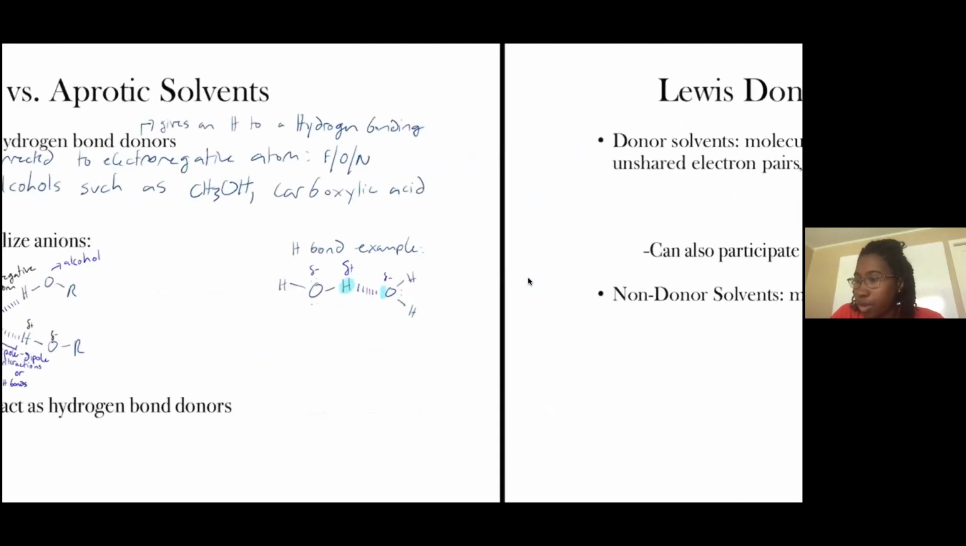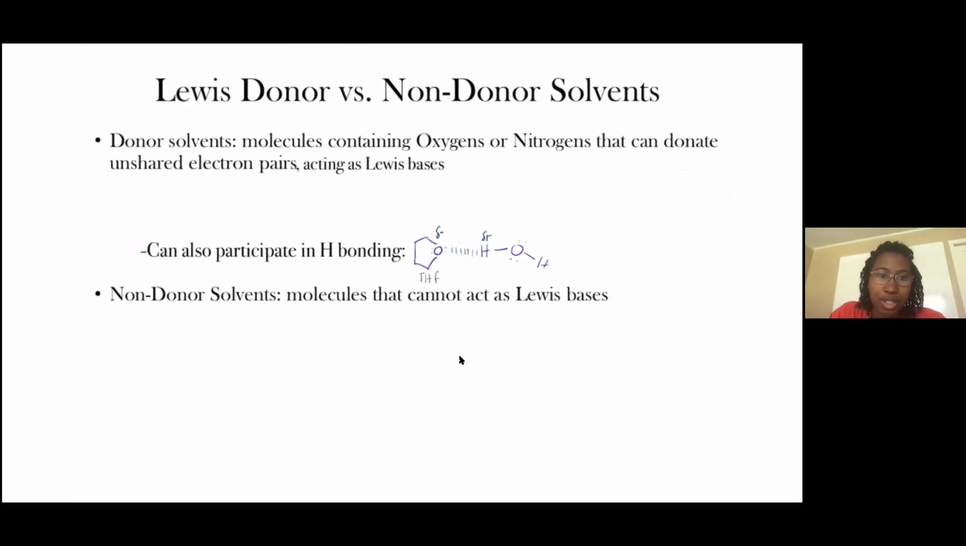So I'm going to move on to our next classification group, which is Lewis donor versus non-donor. And here is where definitions get tricky, because you just saw on the other page where I talked about hydrogen bond donors. Well, here, when we're thinking about donors in terms of a solvent, we're referring specifically to donors of electrons, and not donors of a hydrogen to a hydrogen bond.